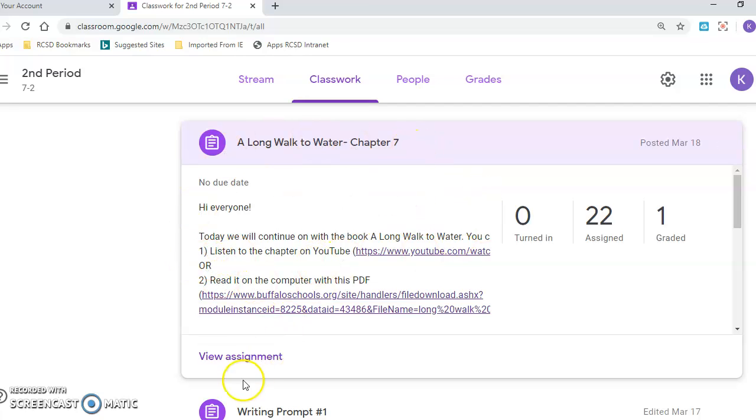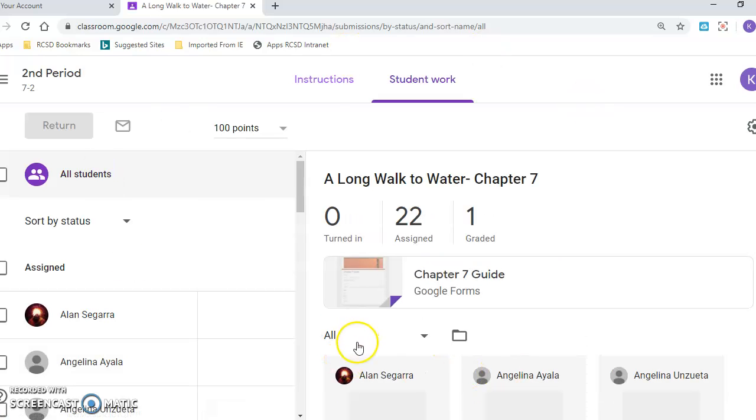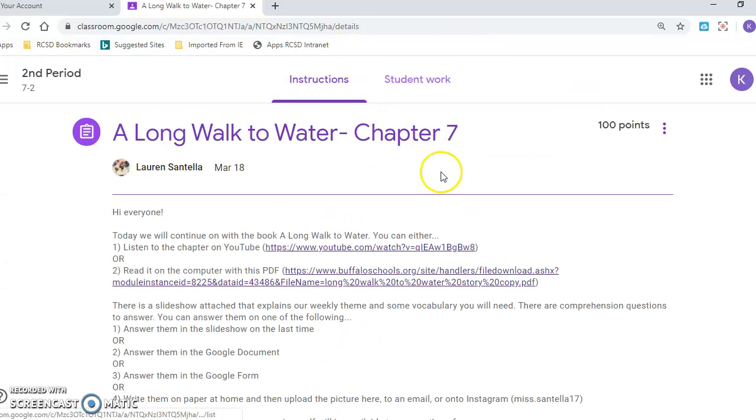So this might show up this way. I like always clicking this view assignment, or sometimes it says view details. I always like opening that up. Okay, this is a teacher view. You don't have this. This is what your view is. Okay, A Long Walk to Water, chapter 7.